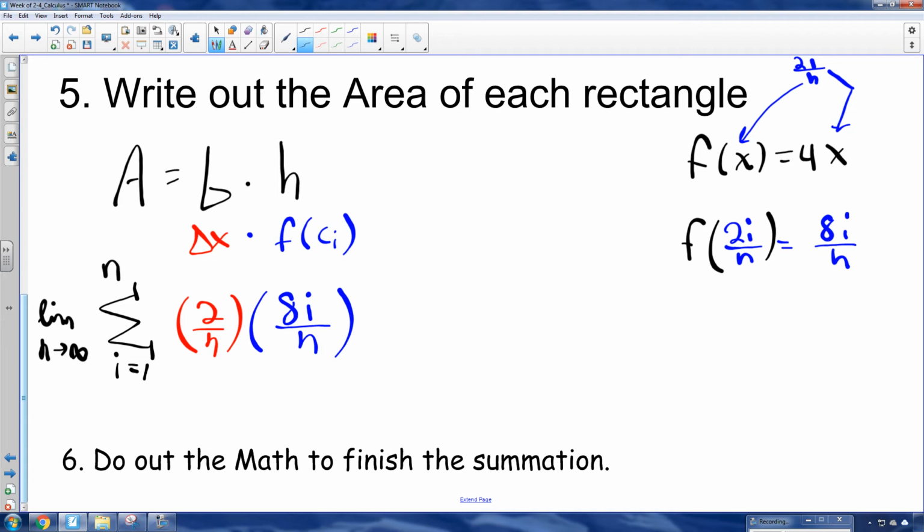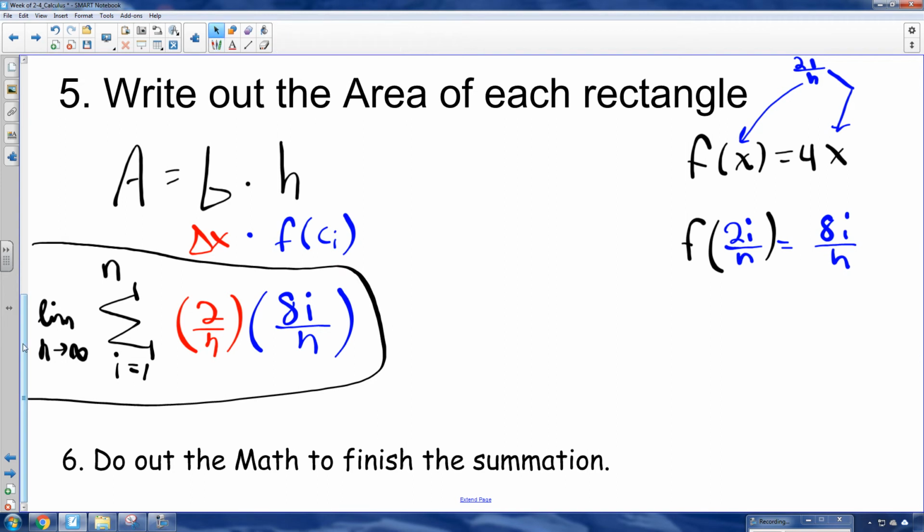So this is our setup. So hopefully you had at least some idea of how to set these up before watching this video. That was the hope. And now what I want to show you is the last part, which is the math to finish it out. So let's do the math and actually get an answer now.